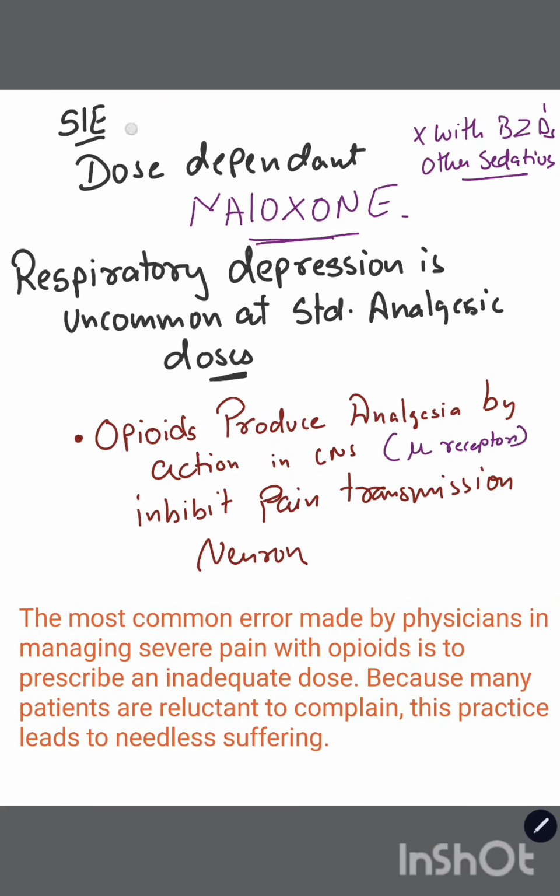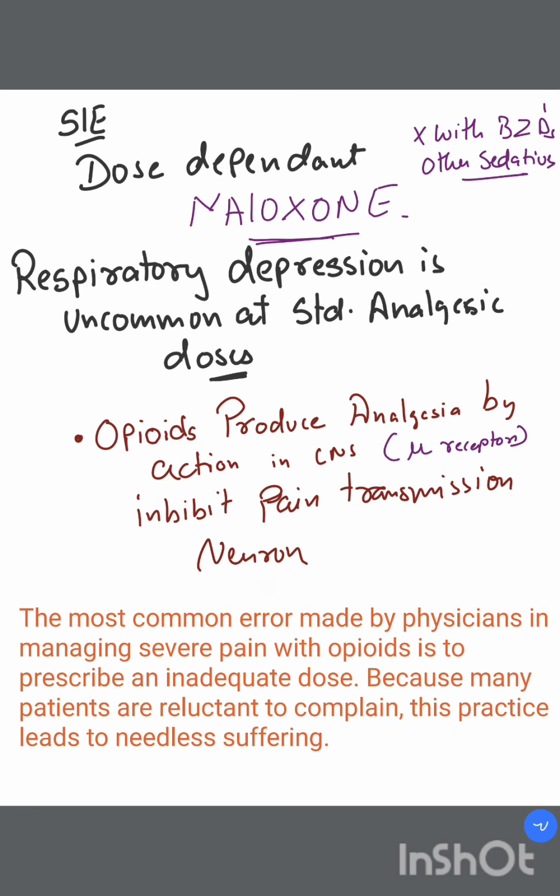So the side effects of opioids are dose dependent. Keep that in mind. Whenever in hospital settings higher doses of opioids are being used, we must keep naloxone with us, which neutralizes the effect of opioids. And also, never give opioids along with other CNS depressants such as benzodiazepines, because they cumulatively will increase the sedative effect, and the patient might land into respiratory depression. Opioids produce analgesia by action in the CNS, mu receptors, inhibiting pain transmission neurons.